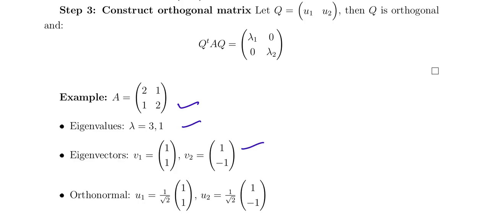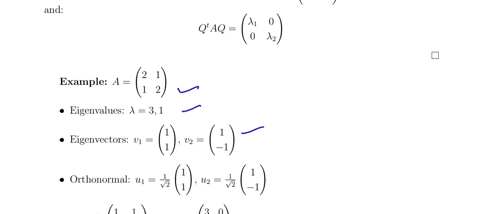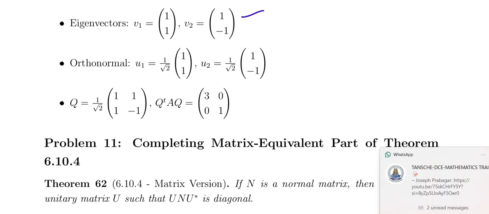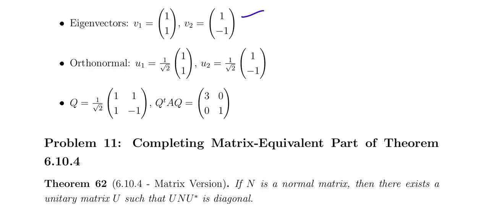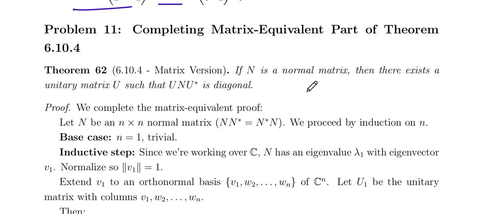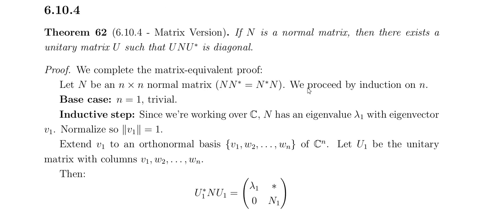The corresponding eigenvectors, their orthonormal construction, that is v1 by norm of v1, that is u1, u2. So then Q is formed from u1 and u2, and Q transpose AQ equals the diagonal matrix, that is called the diagonalizable matrix. And if N is a normal matrix, then there exists a unitary matrix U such that U N U star is diagonal. That is also very important.